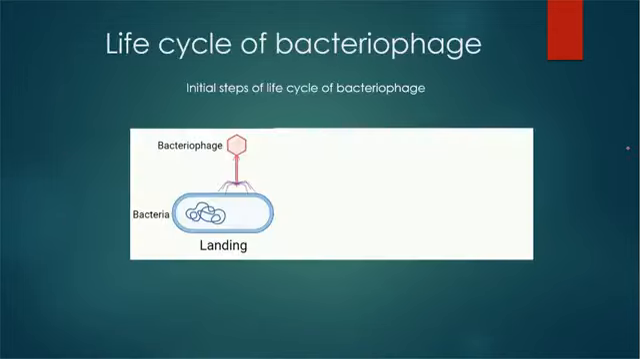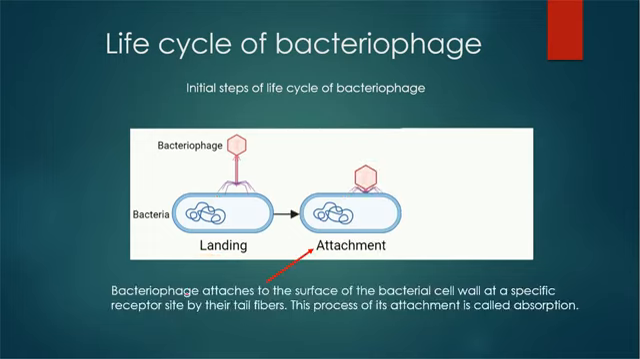The first step involved in the replication of bacteriophage is the injection of its genetic material into the bacterial cell. The steps involved in this process are landing. In the process of landing, the bacteriophage lands on the surface of the bacteria. The second step is attachment.